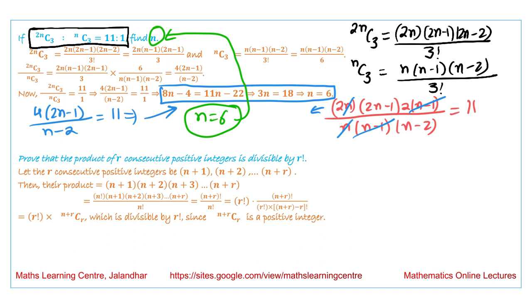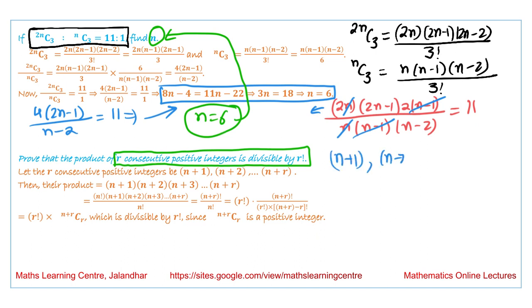Next is: prove that the product of r consecutive positive integers is divisible by r factorial. Suppose the r consecutive positive integers we are considering are n plus 1, n plus 2, and so on up to n plus r. These are the integers we have considered. So their product will be n plus 1 into n plus 2, and so on up to n plus r.